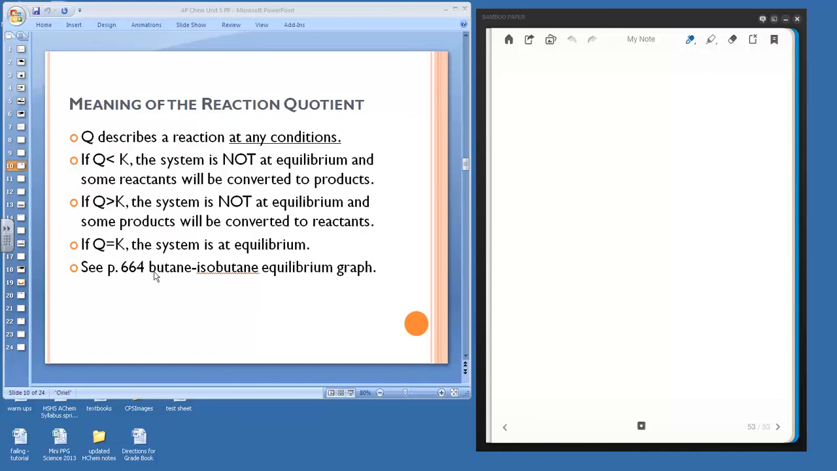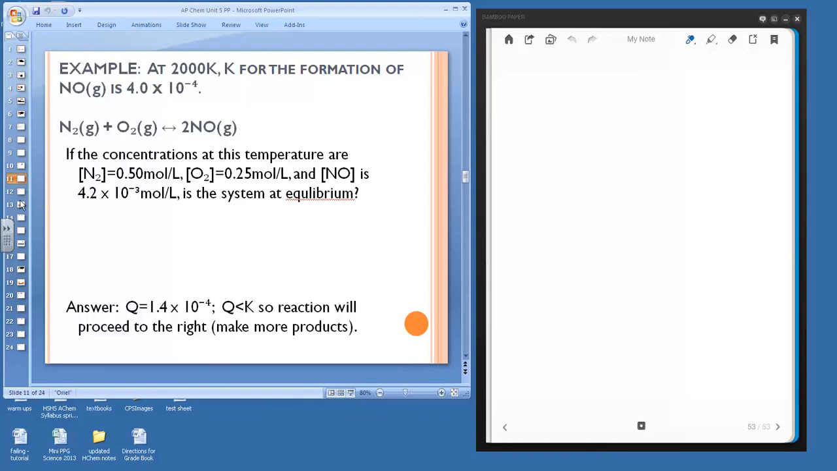And again, you can see page 664, the butane versus isobutane equilibrium graph. Iso is just talking about isomers. We're going to talk about isomers later on, but basically think of it, this is one thing. Isobutane is the same formula, just different set of bonds. And again, you can look at that and read the caption in that graph to help you understand what's going on. Last thing then, if we have that, we should be able to now calculate Q.